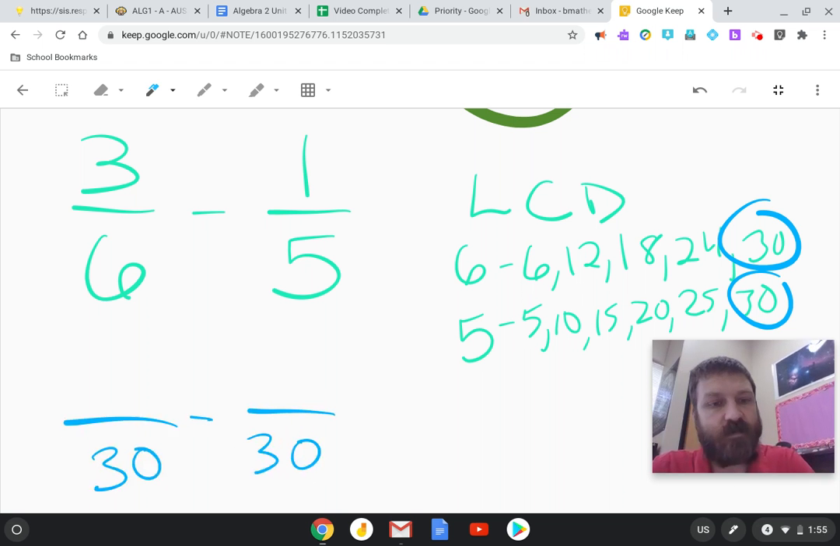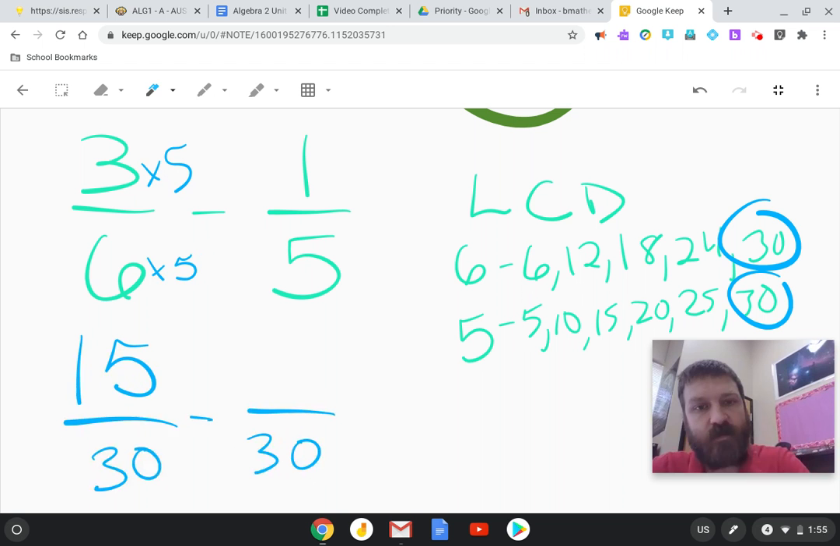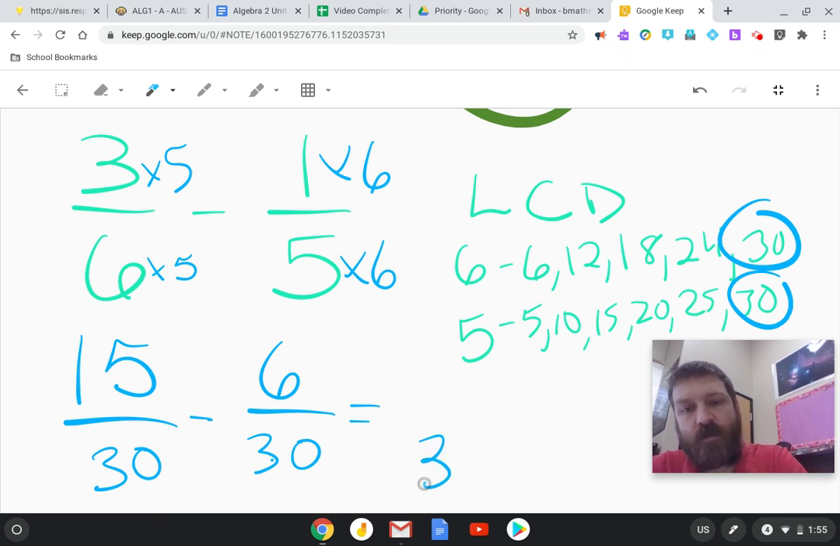And since it's 6 times 5 to make 30, 3 times 5 makes 15. And since 5 times 6 makes 30, 1 times 6 is 6. And then since they're the same, I'm going to keep the 30 and do 15 minus 6, which is 9 over 30.